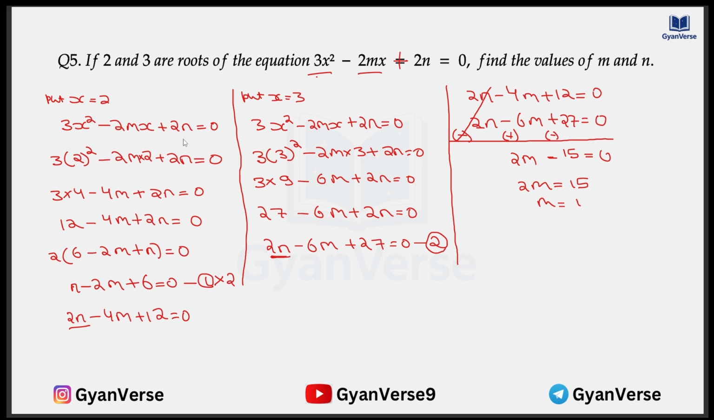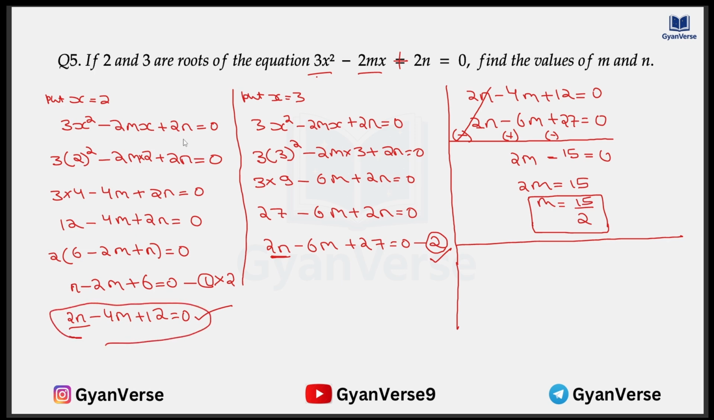The value of m will be 15 upon 2. Now what I have to do is put this value of m in either of the equations, either in this equation or in this equation, and then I will get the value of n also. So I will put this value of m in this equation, this one. It will become 2n minus 4 into 15 upon 2, because the value of m is 15 upon 2, plus 12 equals to 0.